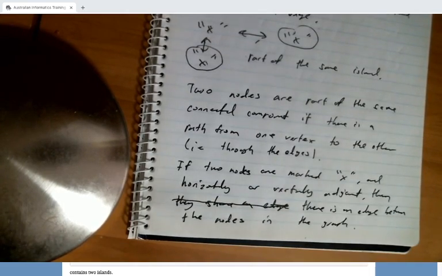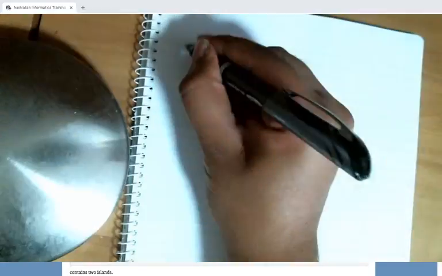So what do I mean by this? Okay, let's consider the islands as coordinates, and let's do the previous example. So I had something like this.